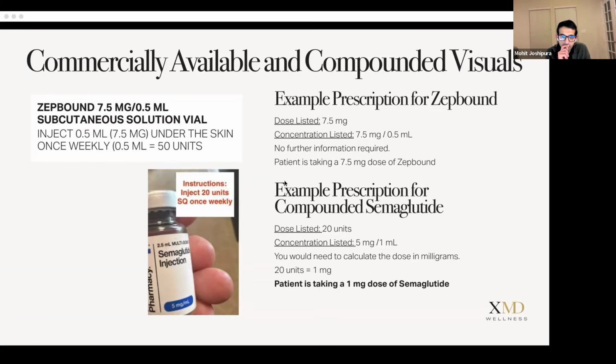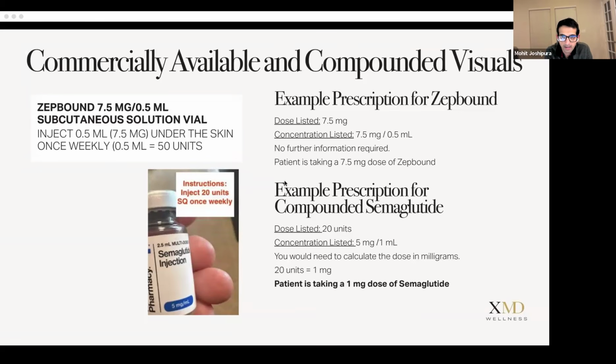And then for compounded semaglutide, as you can see on the picture, on that vial, instructions are to inject 20 units once weekly, and the example prescription is for a 5 milligram per milliliter vial of semaglutide. So to calculate the dose in milligrams, given that we know that there are 5 milligrams in 1 milliliter, and you're supposed to inject 20 units. And we know that 20 units is 20 divided by 100, which is 0.2 milliliters.